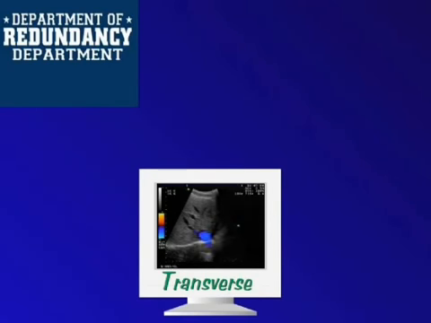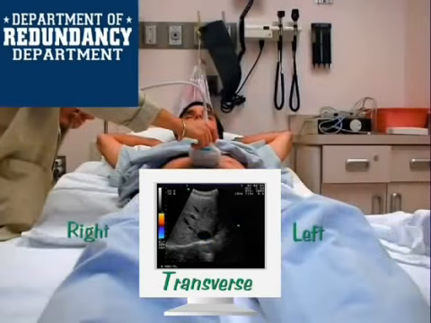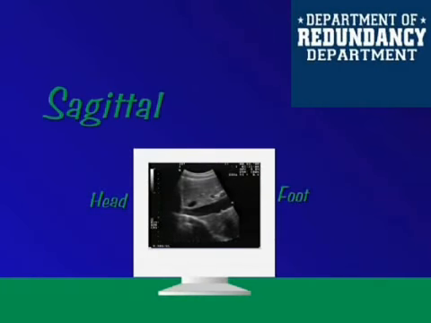Holding the probe transversely across the body reveals a transverse image. This will have a left and a right side. Holding the probe along the long axis of the body in the anterior position yields a sagittal image, which will have one side towards the head and the other towards the foot.